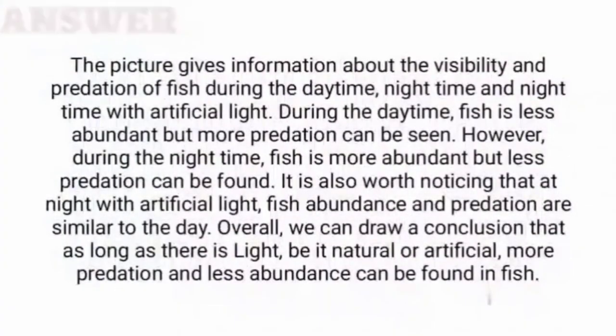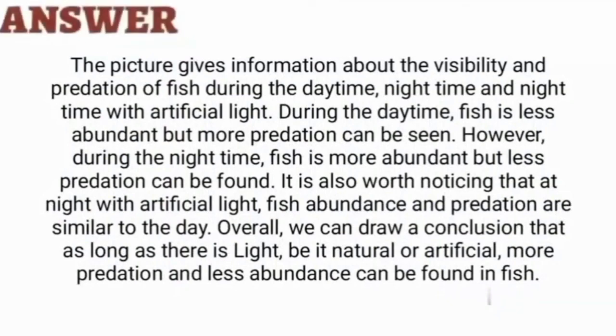The picture gives information about the visibility and predation of fish during the daytime, nighttime and nighttime with artificial light. During the daytime, fish is less abundant, but more predation can be seen. However, during the nighttime, fish is more abundant but less predation can be found. It is also worth noticing that at night with artificial light, fish abundance and predation are similar to the day. Overall, we can draw a conclusion that as long as there is light, be it natural or artificial, more predation and less abundance can be found in fish.